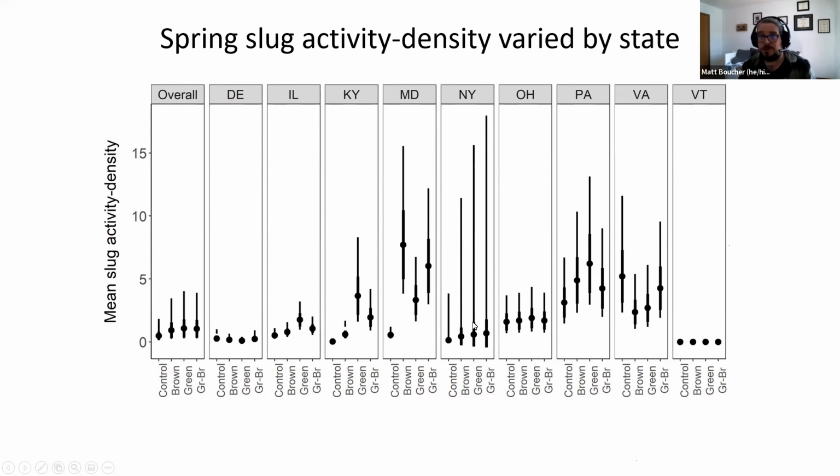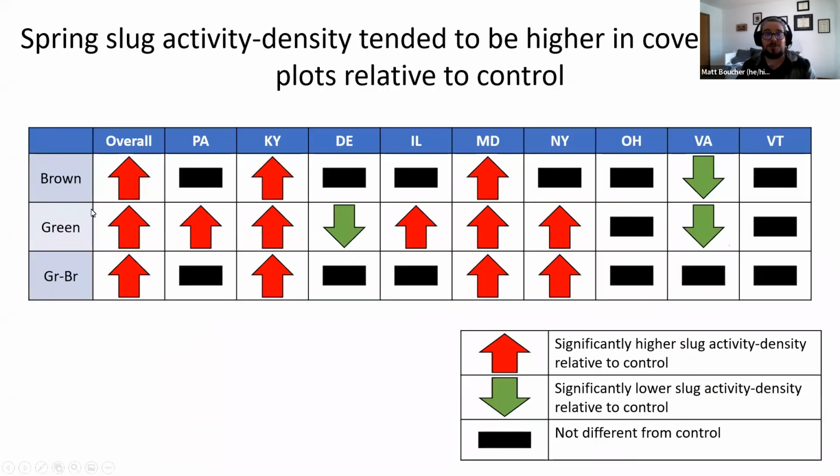The easiest way to show you some significant differences here, I felt, was to just lay it out in a table. So these red arrows mean you have significantly higher slug activity density relative to a control. So this is relative to no cover crop use at all. And so you can see our overall model shows generally each one of these treatments individually has a higher overall slug activity density than our control. You can see in PA, we have higher in green. You can see in Delaware, Virginia, though, you've got lower, and this is relative to a control.